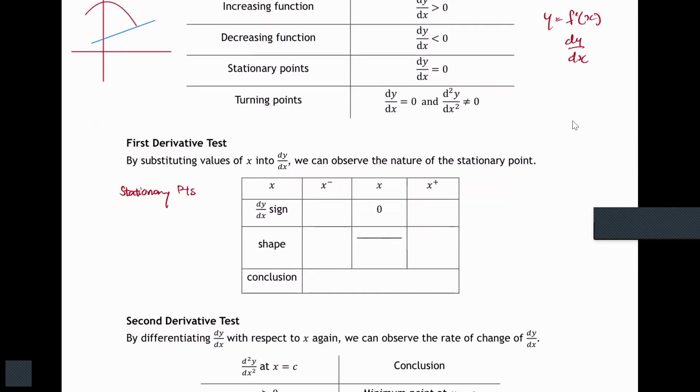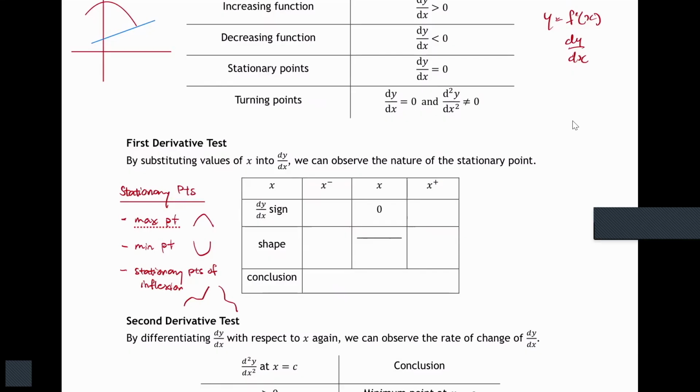We have the max point. The max point kind of looks like this. We have the min point, which looks like a U shape. Then the last one, we have stationary points of inflection. It looks something like this.